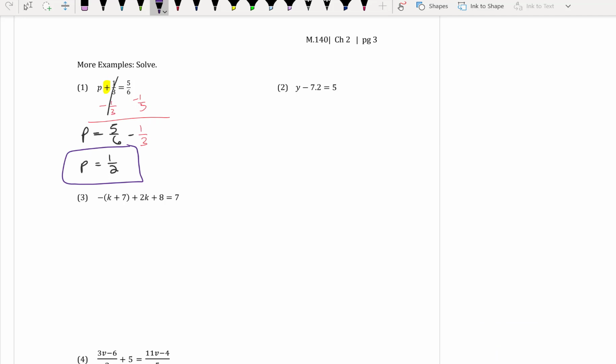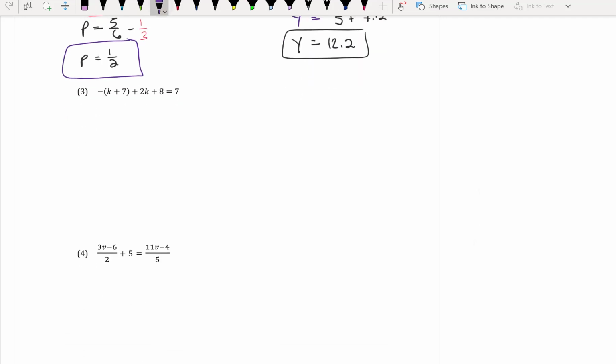And for number 2, since we have subtraction, y minus that 7.2, well, the opposite of subtraction is going to be addition. So add 7.2 to both sides. That will isolate that y variable by itself. So now what you have is 5 plus that 7.2 value, since it cancels out on this side. So 5 plus 7.2 is going to give you a 12.2. And that will be your final answer.